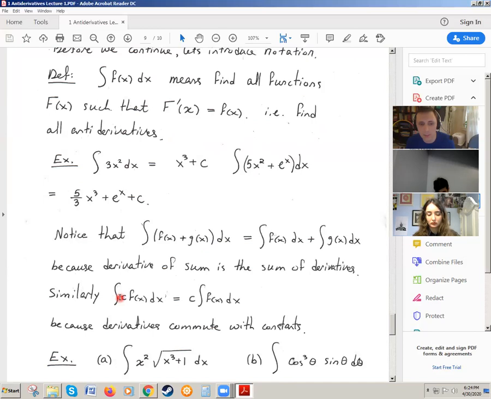A similar property is that I can move the constant outside the integral sign. That's really just because if I can figure the antiderivative of this function f and multiply it by a constant, the derivative will just skip the constant, right? You are simply reversing. If you notice, notice the patterns.